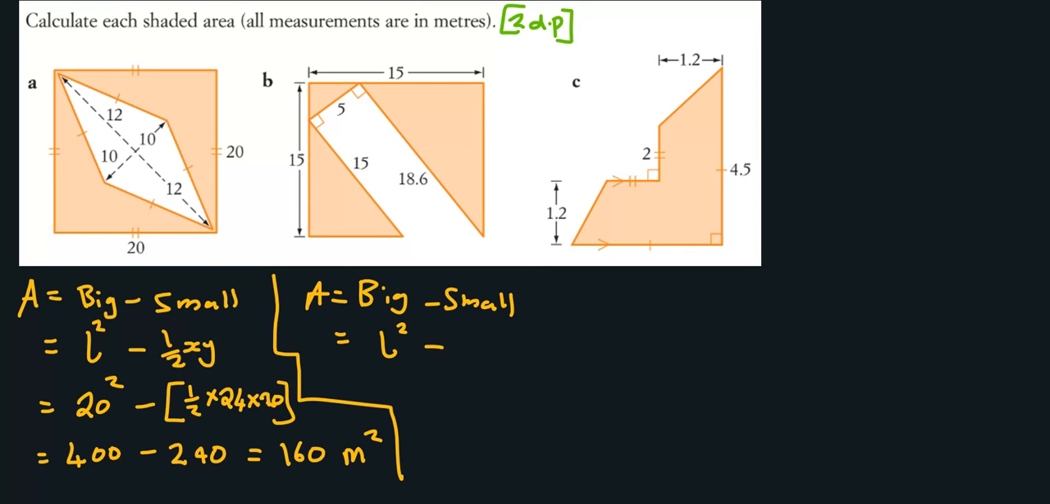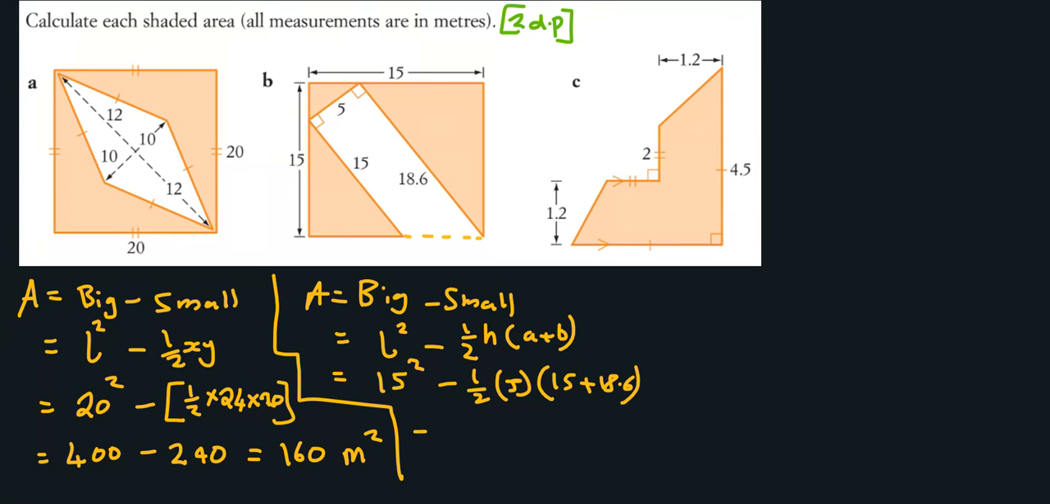It looks like a rectangle. Well, let's add some dotted lines. This is actually a parallelogram. So we've got half the height, A plus B. So we've got 15 squared minus half the height, which is 5, and multiplied by the sum of the sides, which is 15 plus 18.6.